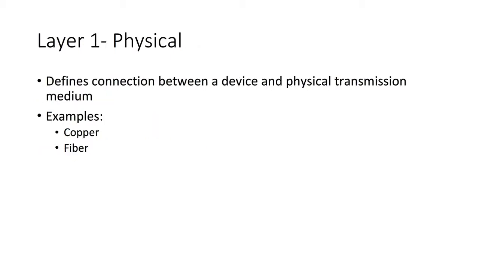Layer 1 of the OSI model is the physical layer. This layer defines the connection between the device and the physical transmission medium. The copper cable or category 5 cable would be considered a physical layer 1 medium. Also, fiber cable would be considered a physical layer 1 medium.